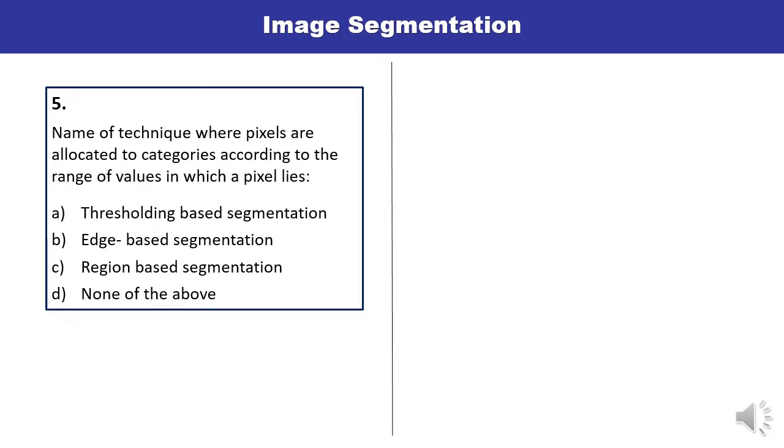Question number 5 is, name the technique where pixels are allocated to the categories according to the range of values in which a pixel lies. What is that technique? This is a thresholding based, edge based, region based, or none of the above. So this particular technique where pixels are allocated to categories according to range of values is known as thresholding based segmentation. Correct answer, which is A.